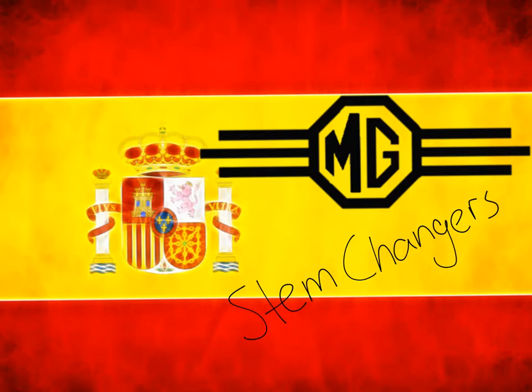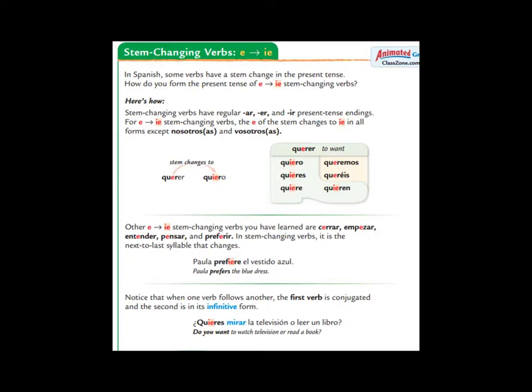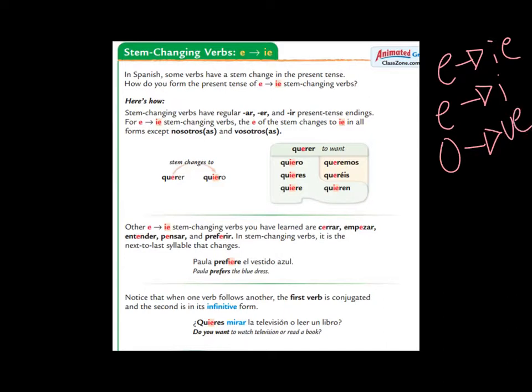Today we are going to be talking about stem changers, specifically those that go from E to IE. In Spanish, some verbs have a stem change in the present tense, and then we have to ask ourselves, how do you form the present tense of E to IE stem changers? Just to give you a quick overview, we have three different types of stem changers: E to IE, E to I, and O to UE. Today we're going to be focusing on the E to IE, and then we'll move into the others.